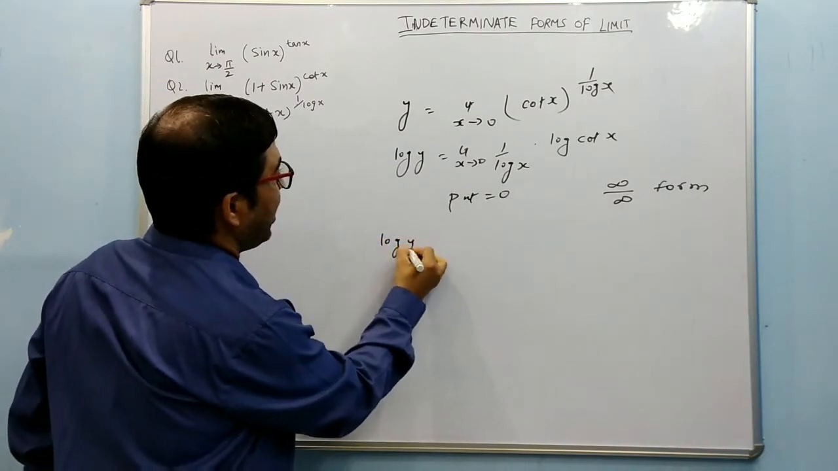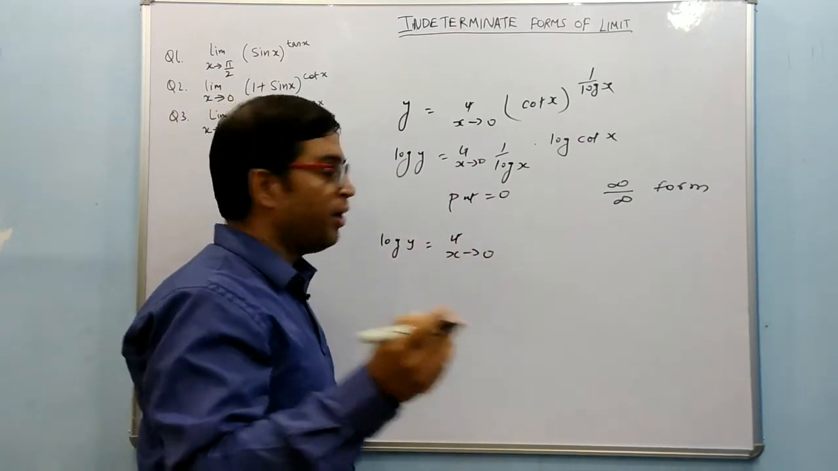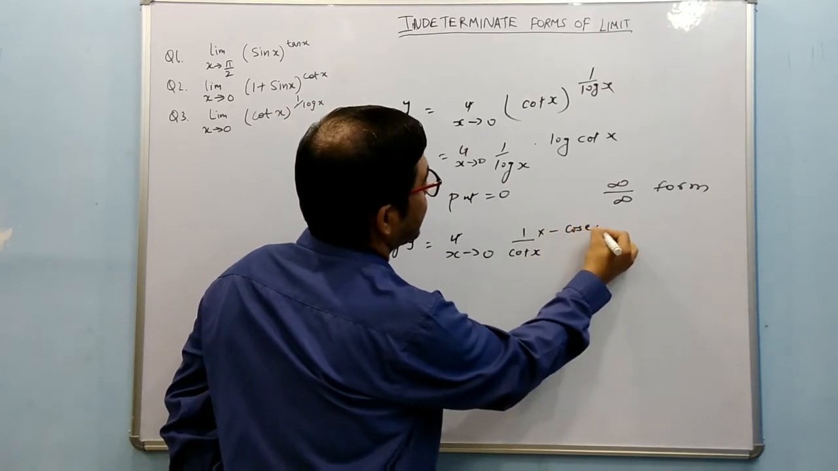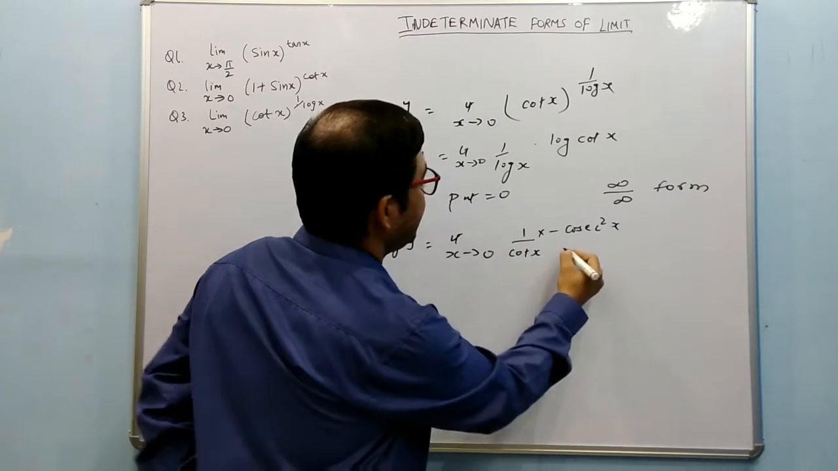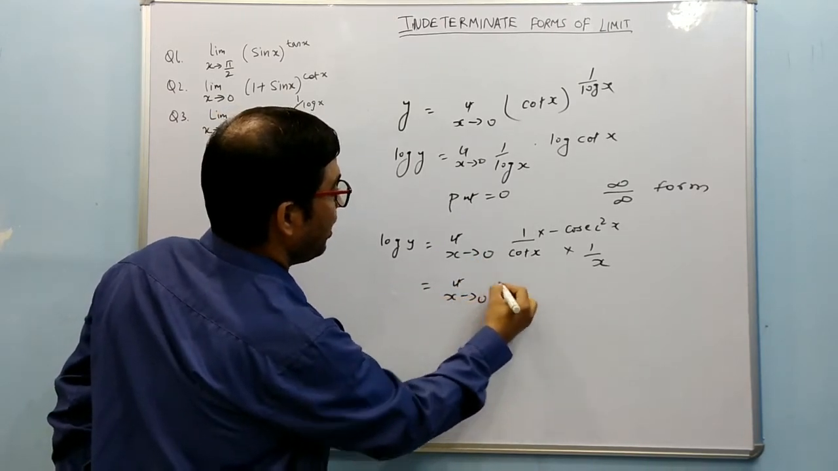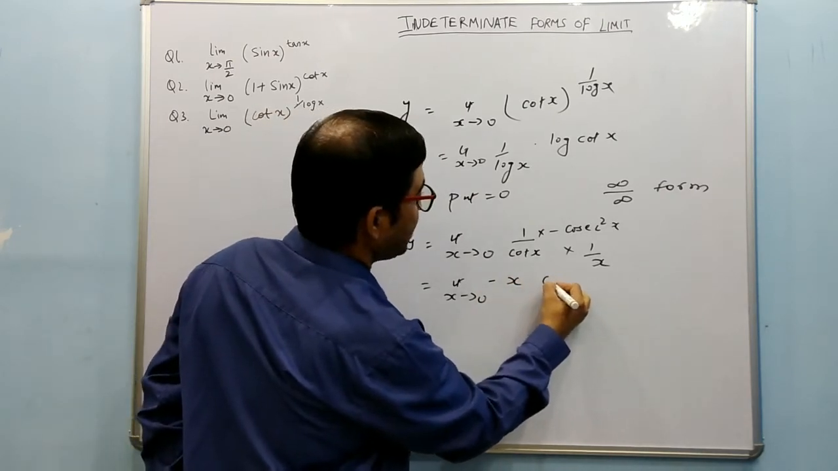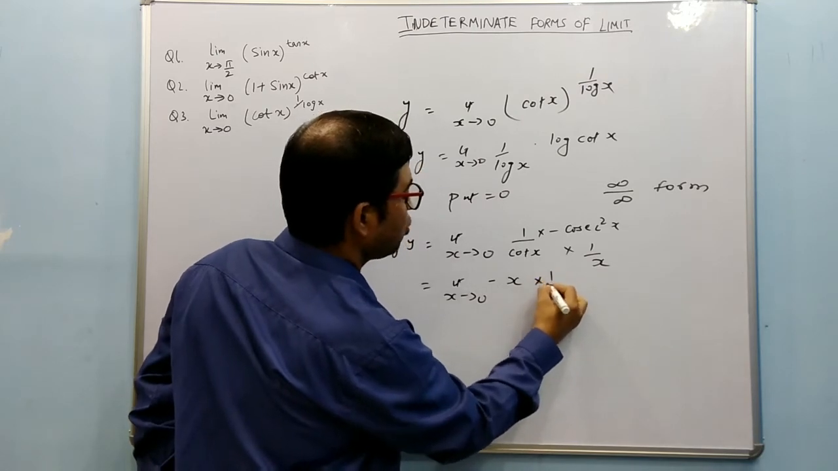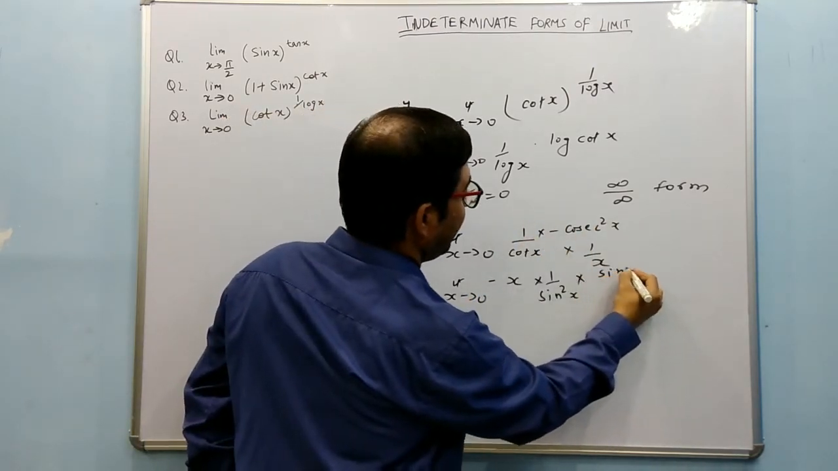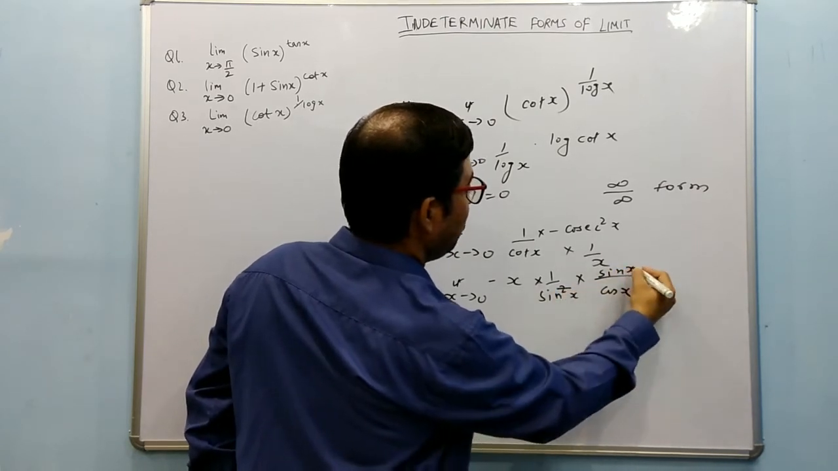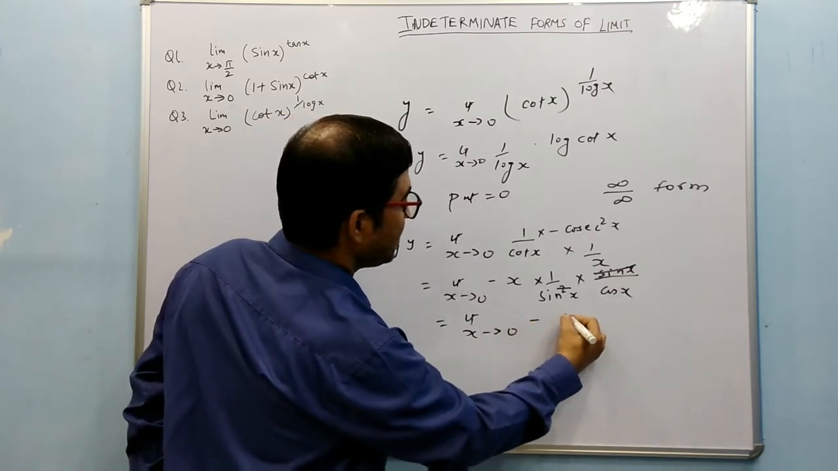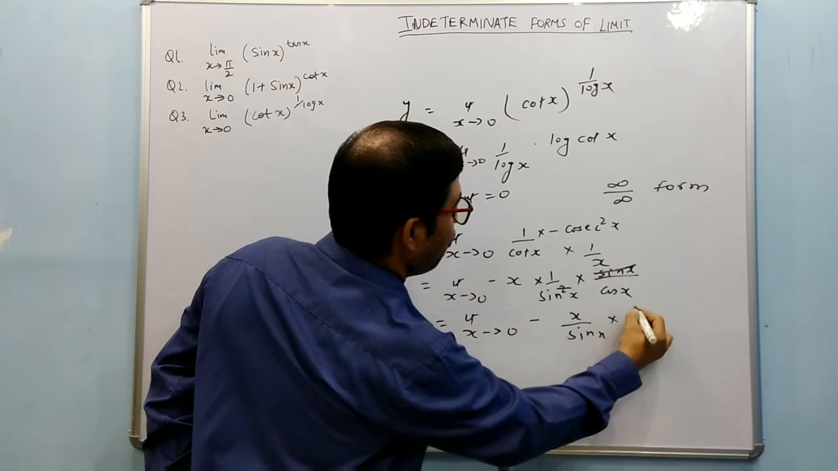It is coming out to be log y is equal to limit x tends to 0. Differentiate log cot x, that is 1 by cot x into minus cosec square x, and differentiation of log x is coming out to be 1 by x. So it is in the form limit x tends to 0 of minus x into cosec square x by cot x. You can just simplify this. If you write cosec square as 1 by sin square x and 1 by cot x as tan x, so tan x is sin x by cos x. This is cancelled out. This is cancelled out. So you are left with easier things. Limit x tends to 0, this is minus x by sin x into 1 by cos x.